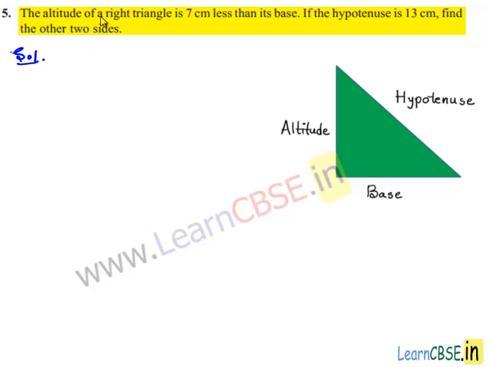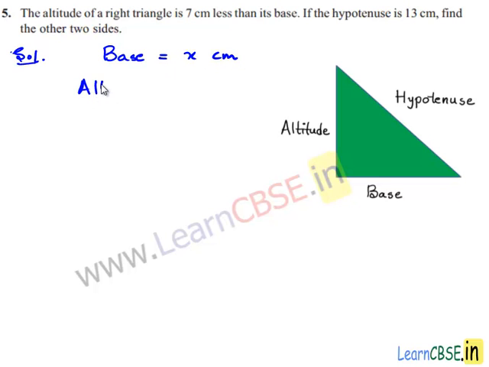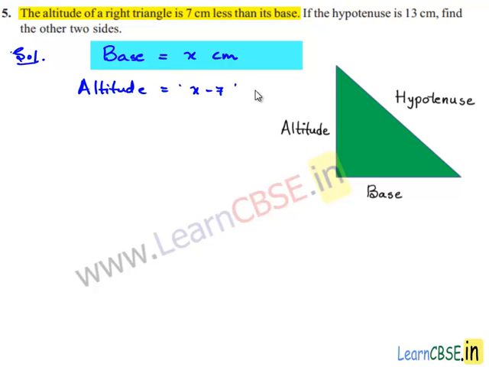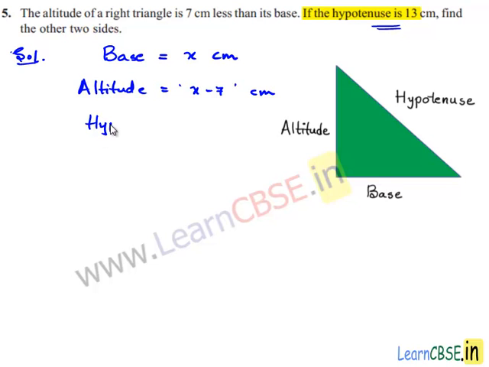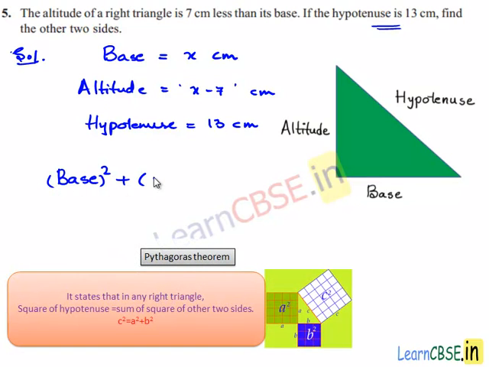Given that the altitude of the right triangle is 7 centimeters less than its base, so assume the base of the right triangle is x centimeters. So the altitude becomes x minus 7 centimeters. Also, the hypotenuse is given as 13 centimeters. In a right triangle, we know that base square plus altitude square is equal to hypotenuse square.